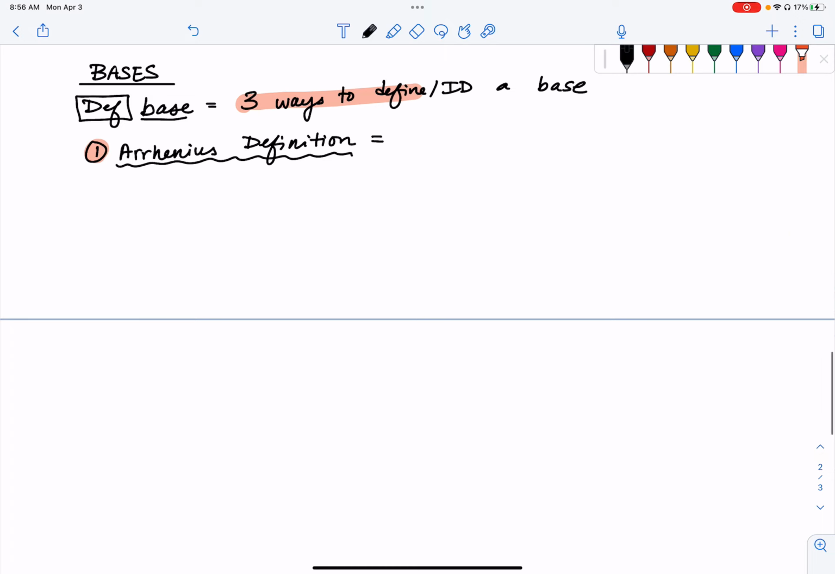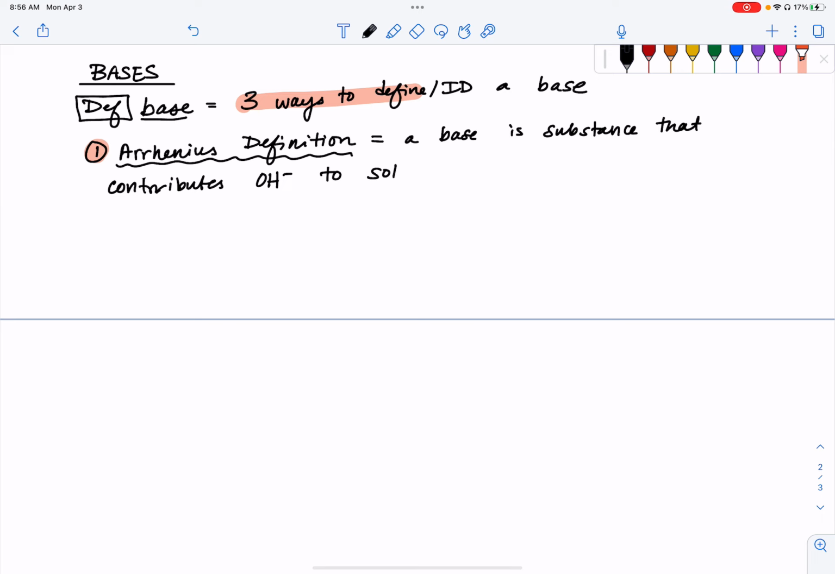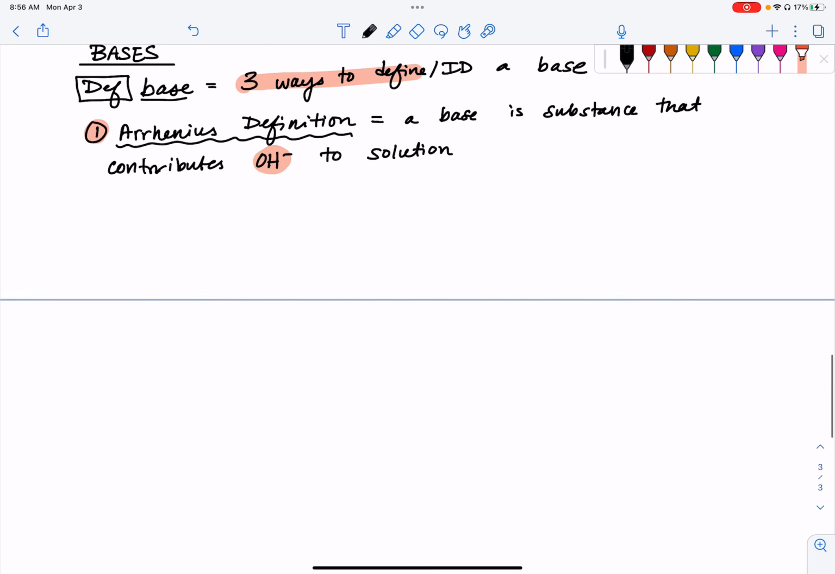So, according to the Arrhenius definition, a base is a substance that contributes hydroxide anions to solution. So instead of contributing that acidic H+, we are now contributing base particles, which are hydroxide particles, hydroxide polyatomic ions.